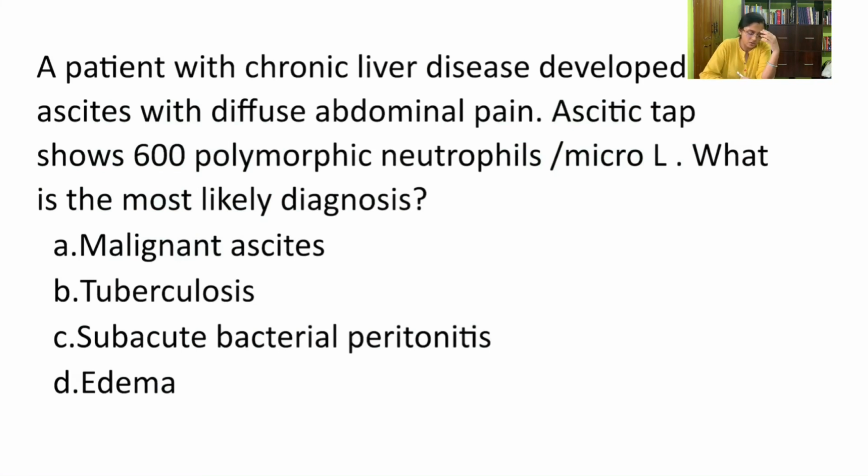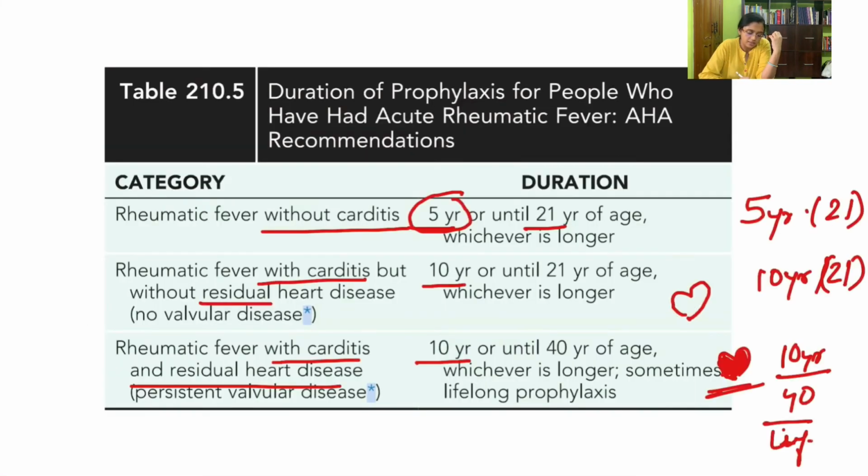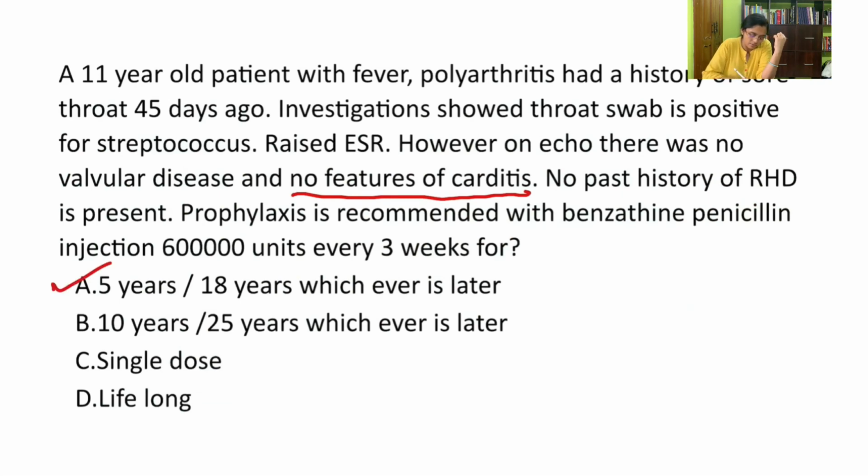Now coming to the next question. A patient with chronic liver disease developed ascites. So in this case, the answer was 5 years.